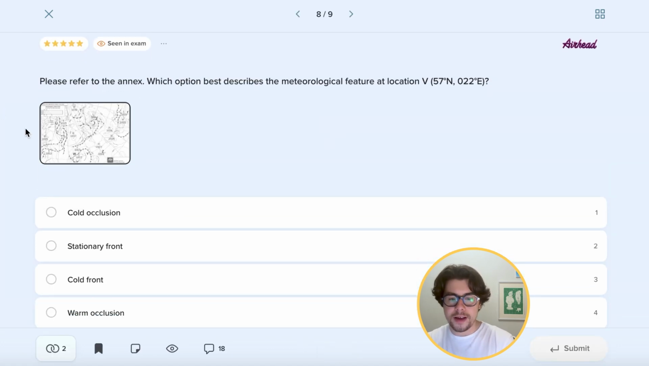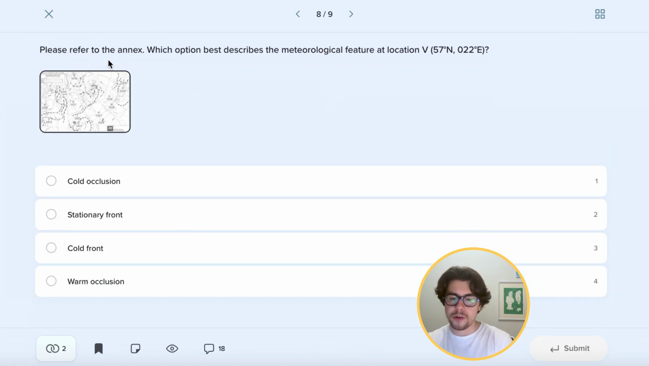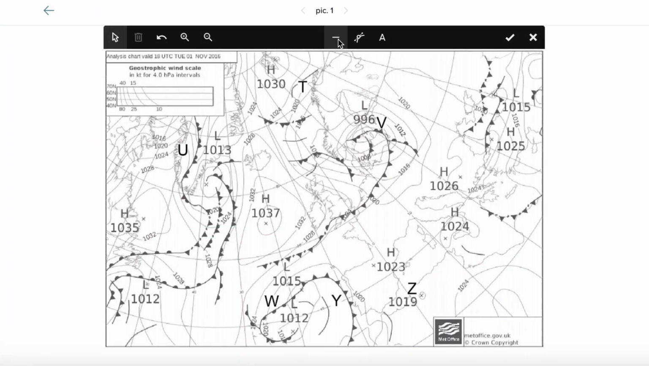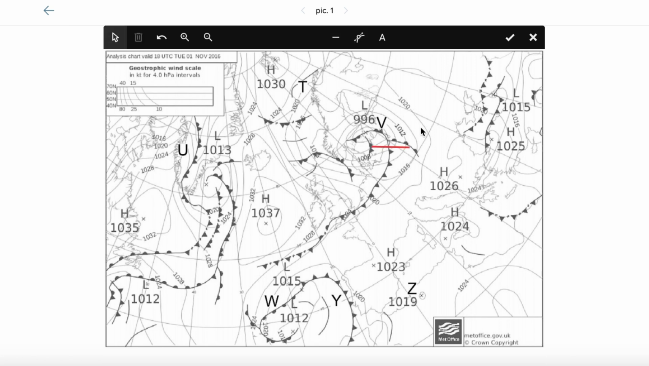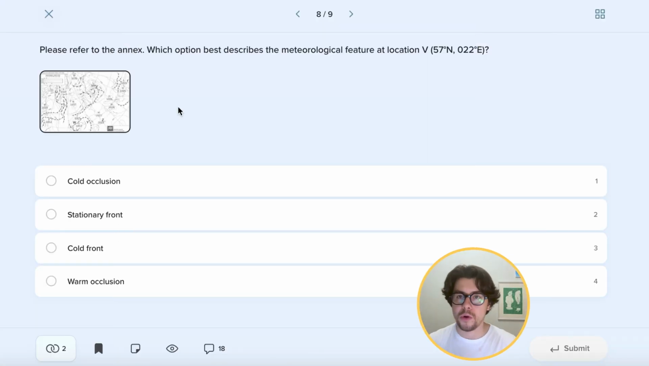Now referring to this annex, which option best describes the meteorological feature at location V? So I'll open it here, and in order for us to not look far, this is the location V. So this is the phenomenon that we need to decipher. So what is this? We know this is an occlusion. This is where the cold front catches up to the warm front, and we can have a cold or a warm occlusion. And the difference between the two is whether the air is going on top of the colder air or below the colder air.